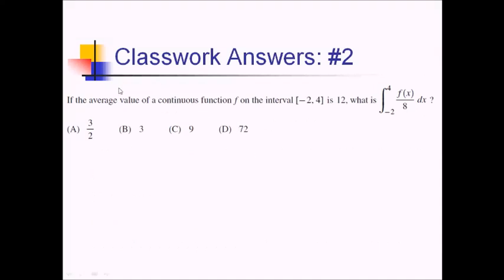For this problem, if the average value of a continuous function on the interval is 12, what is the integral from negative 2 to 4 of f of x over 8 dx? So the tip-off on this one, this is kind of a weird problem, but the hint is they're talking about the average value of a function. And this looks like it has elements of the average value in it. So I'm going to write out the average value for this f function they're talking about.